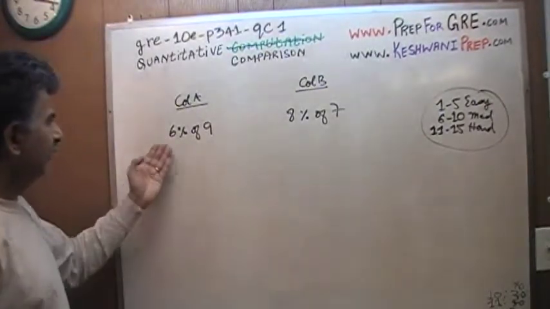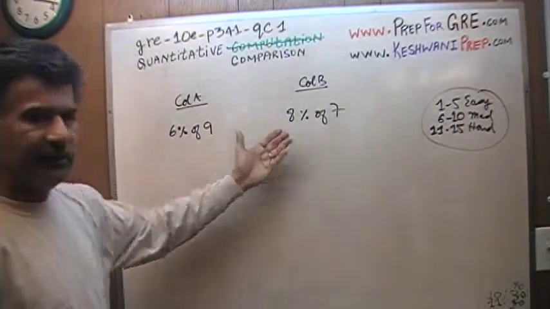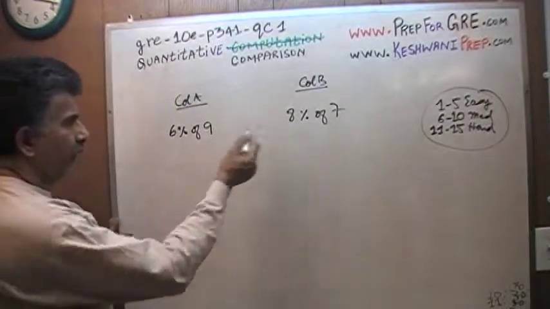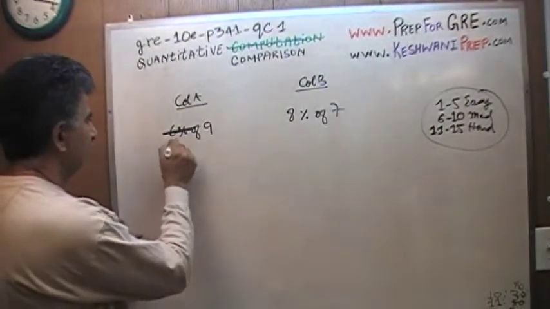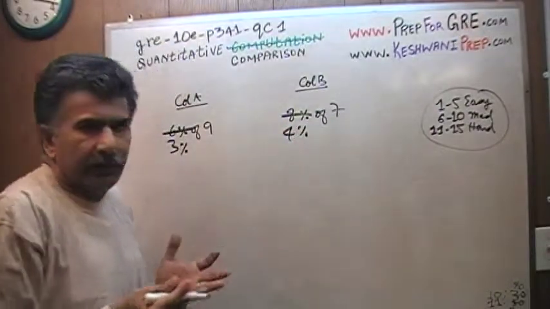The very first thing I'm going to do is I see a 6 here, an even number, and an 8 here, an even number, which tells me that I can very easily divide both columns by 2. So I'm going to do that first. I'm going to divide both columns by 2. So this 6% becomes 3%, and this 8% becomes 4%. And I can do that. It's not going to change anything.